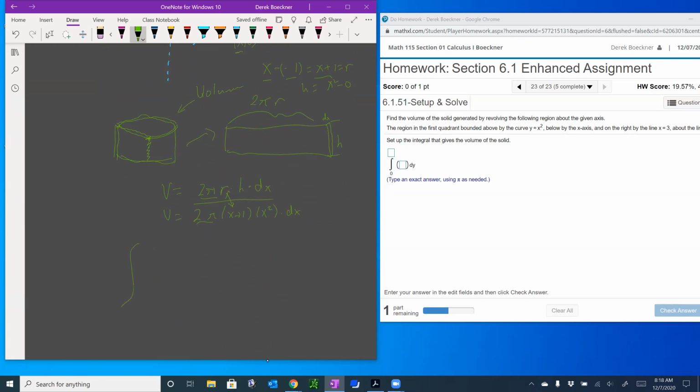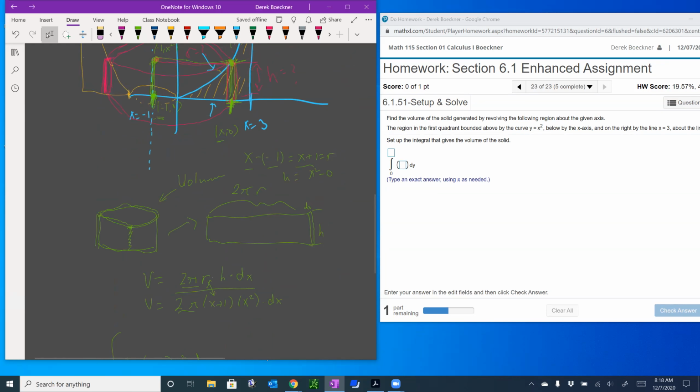So now I'm going to integrate from 0 to whatever, 2 pi times x plus 1 times x squared dx, because that's the volumes that I'm adding up. Well, I start having representative rectangles here at 0, and I stop having them at x equals 3. And so I'm going to integrate one of these, I'm going to call them a shell, one shell for every x value between 0 and 3.